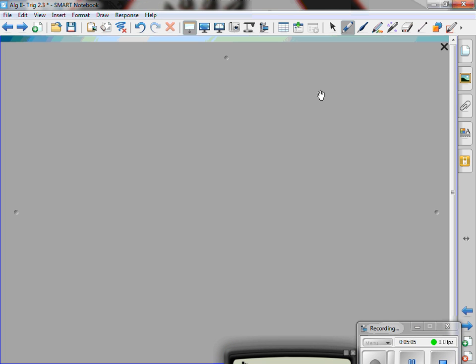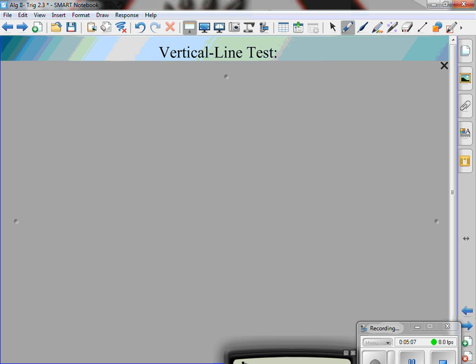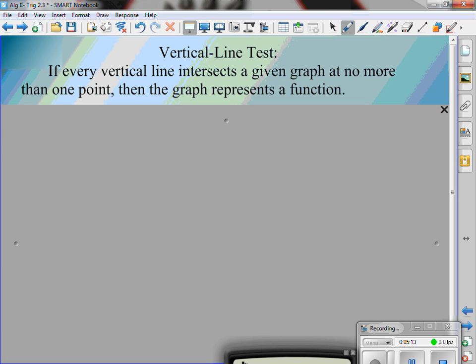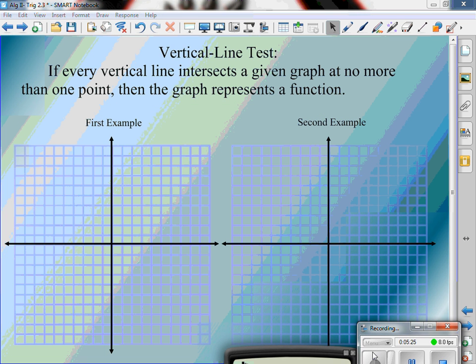You're not always, though, going to see visual numbers. Sometimes you're going to have to see it with graphs. We use what's called the vertical line test. If every vertical line intersects a given graph at no more than 1 point, then the graph represents a function. All right, I have two graphs. Let me explain what this is.